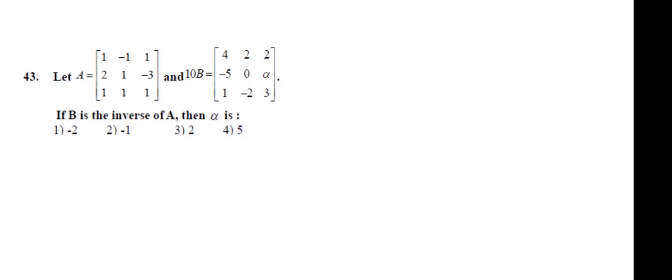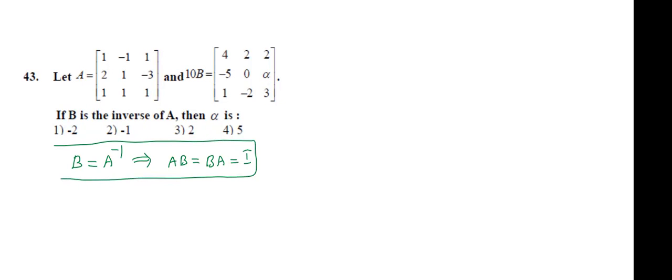A matrix is given and 10B is also a given matrix. B is the inverse of A. That means B is equal to inverse of A. When is this condition possible, tell me students. If AB is equal to BA is equal to the identity matrix. This is the invertible matrix condition.